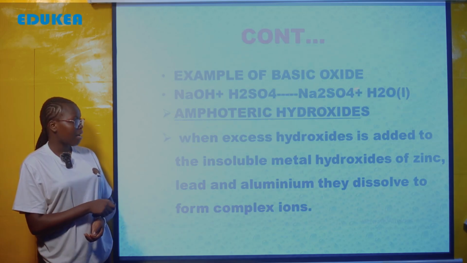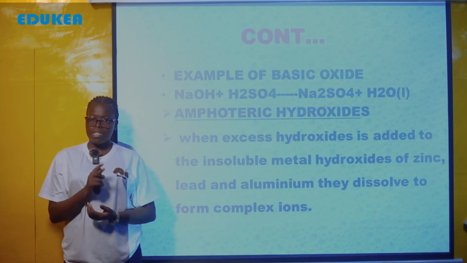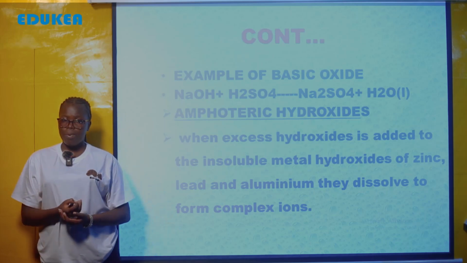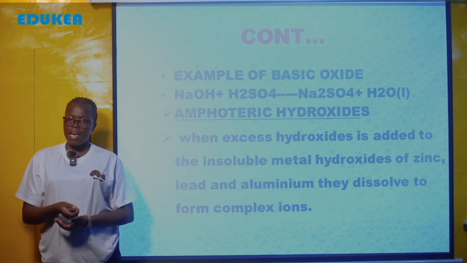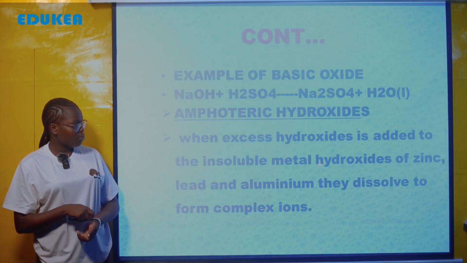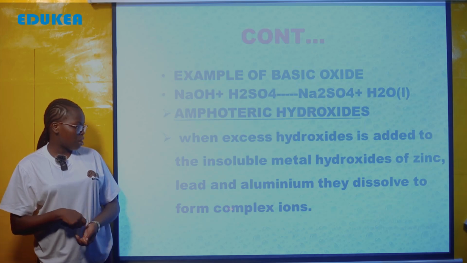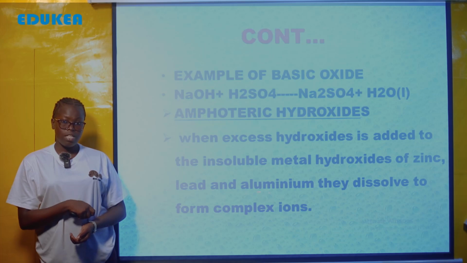Amphoteric hydroxides are those hydroxides which contain two properties. They have both acidic properties and basic properties. It means that they have the ability to react with both bases and acids. Example, we have hydroxides of zinc, lead and aluminium. They dissolve to form complex ions when they are reacted with base.